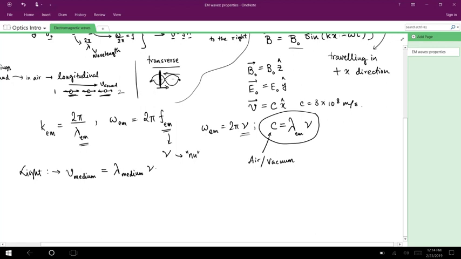It turns out the frequency of light is tied to the color of light that we see. So the frequency does not change as you go into a different medium, but the wavelength of light changes. And so this is the relationship.